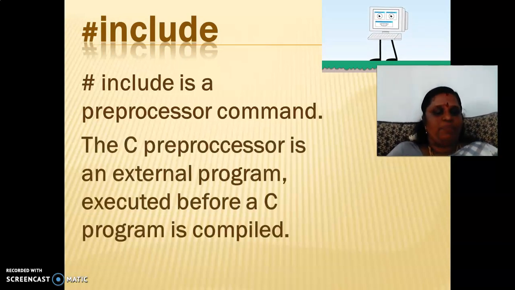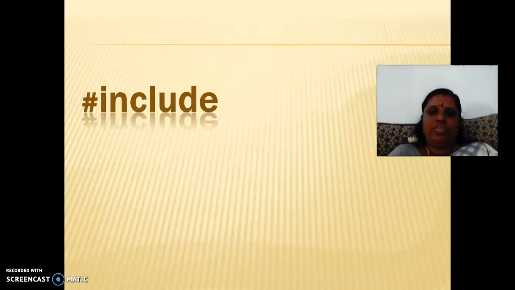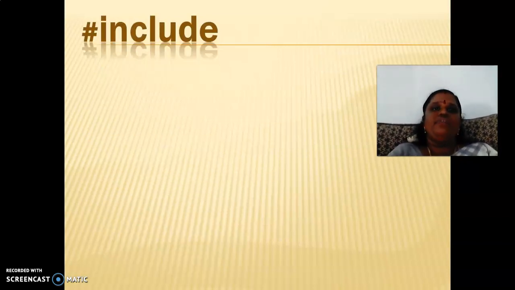The preprocessor is an external program executed before the C program. So before the C program, this external program will be executed. What is meant by that? It is including the external file into your C program. This hash include means including. This statement refers that the following file should be included into your C program file.